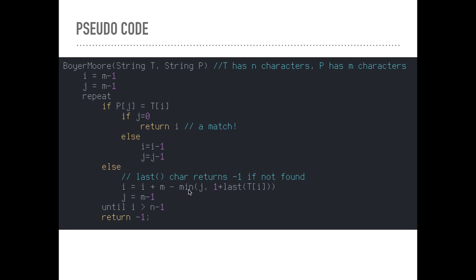there are two small functions here, and I did write them for the Java code. Min is just comparing two integers and returning the minimum one of those. So we have j and this thing here. Those are the two integers we're passing to min. And we also have last. And last is going to be the index number of the last occurrence of a character in the pattern.